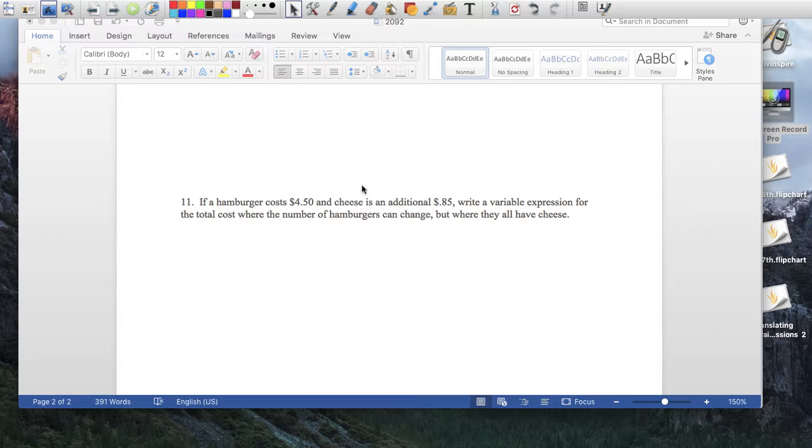If a hamburger costs $4.50 and cheese is an additional 85 cents, write an expression for the total cost where the number of burgers can change, but where they all have cheese.